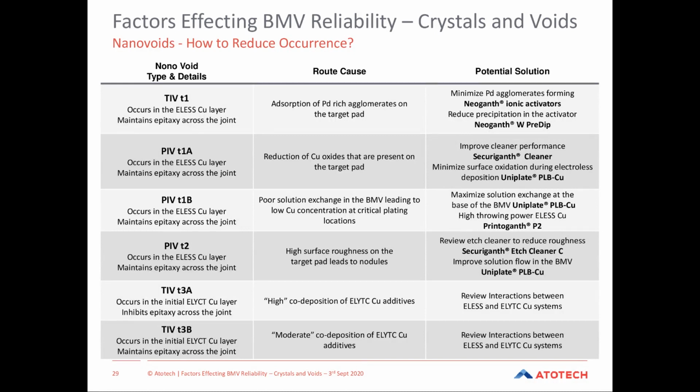And that's the 6 types of voids that we've classified. Some of them are associated with agglomerates from palladiums, and potential corrective actions for that. Aditech have always advocated the use of the ionic activation system. We get a much finer dispersion of the palladium. It's less prone to agglomeration compared to the palladium tin colloid systems.